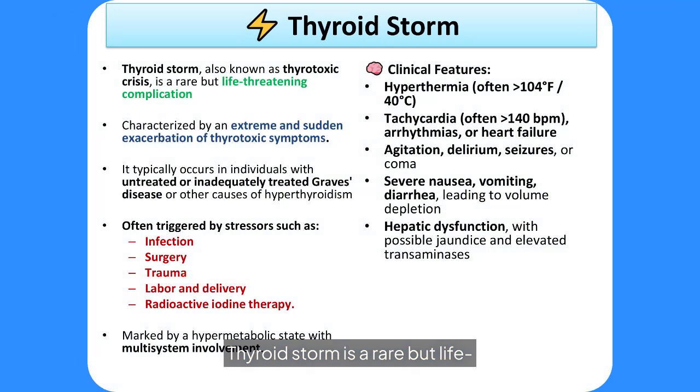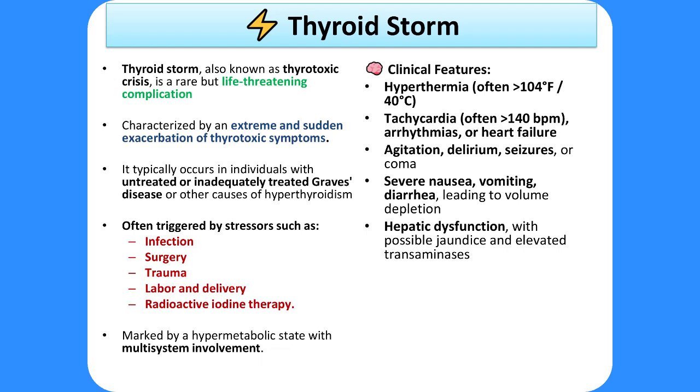Thyroid storm is a rare but life-threatening complication of Graves' disease, marked by extreme thyrotoxic symptoms. It often occurs in untreated or inadequately treated cases, triggered by stressors like infection or surgery. Clinical features include hyperthermia, tachyarrhythmias, CNS disturbances, and GI symptoms. Hepatic dysfunction may also occur. This endocrine emergency requires prompt recognition and aggressive treatment to prevent multi-organ failure and death.